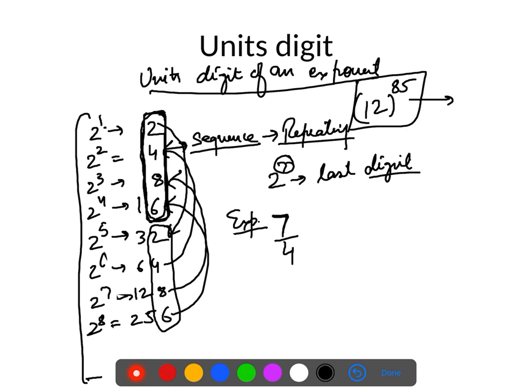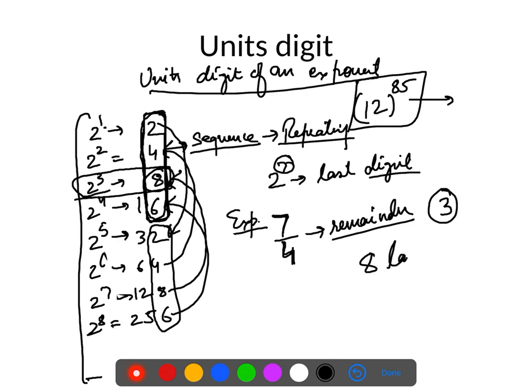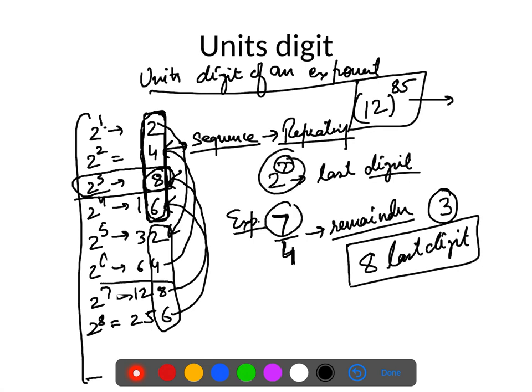So take the exponent, divide it by 4, and just see what is the remainder. The remainder here is going to be 3. So we just check 2 raised to power 3. 8 is the last digit. 8 is the units place digit of 2 raised to power 7. We don't have to actually calculate 2 raised to power 7. Take the exponent, divide by 4, because every number repeats after 4, just see what is the remainder. Remainder is 3, just check for 2 raised to power 3.